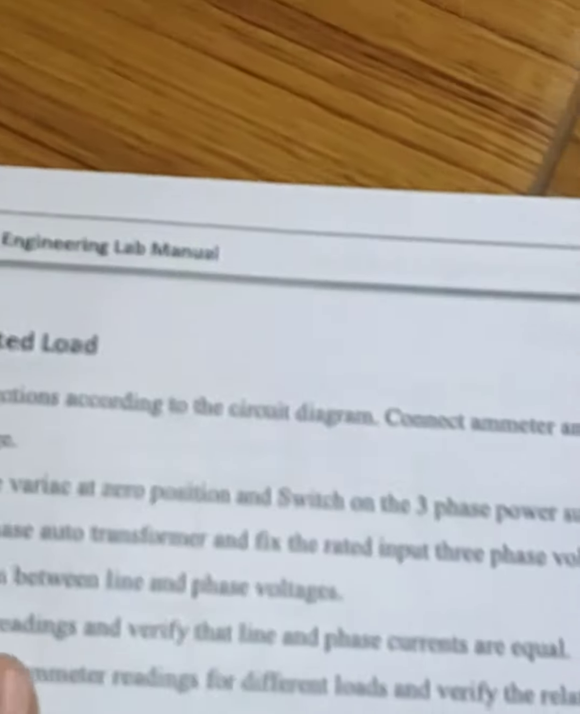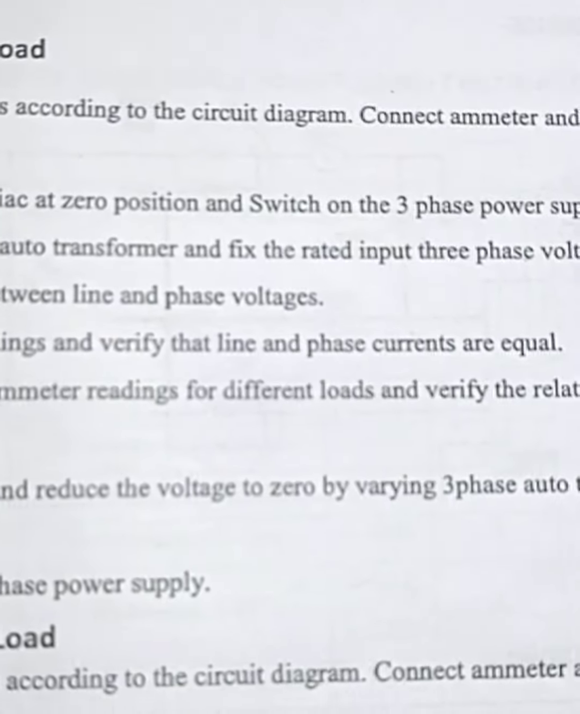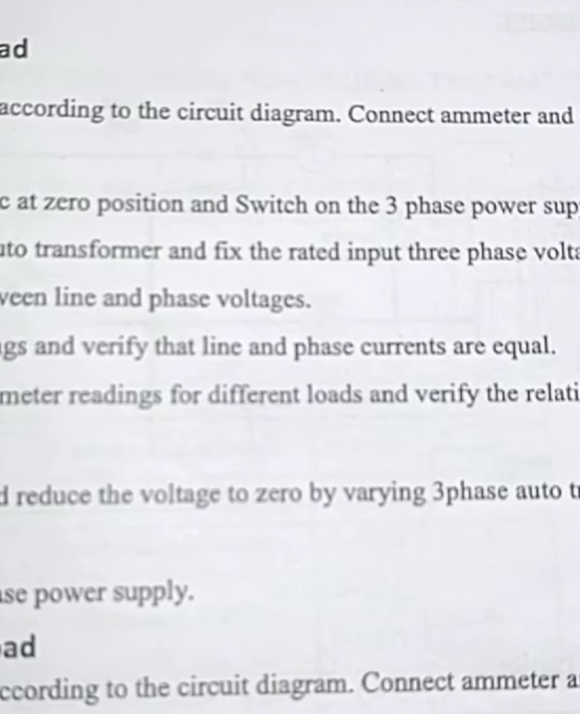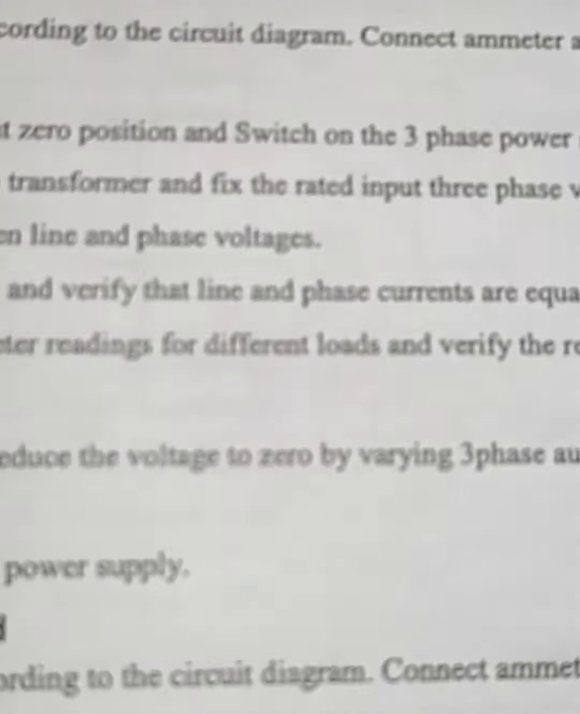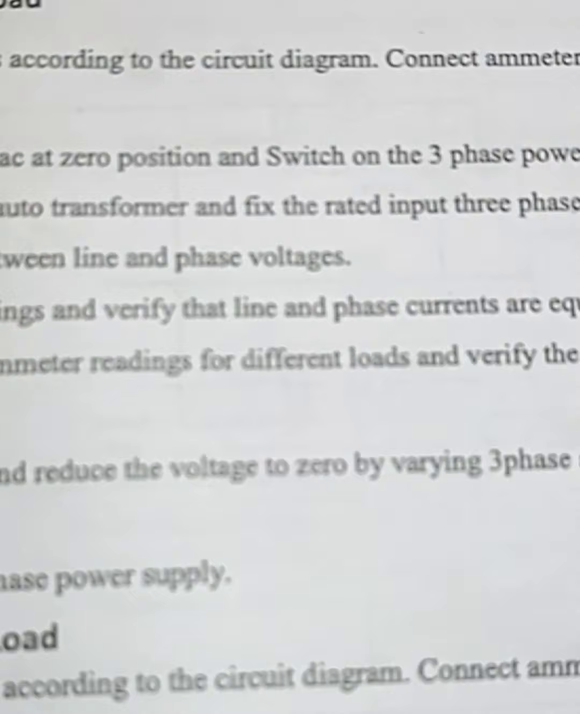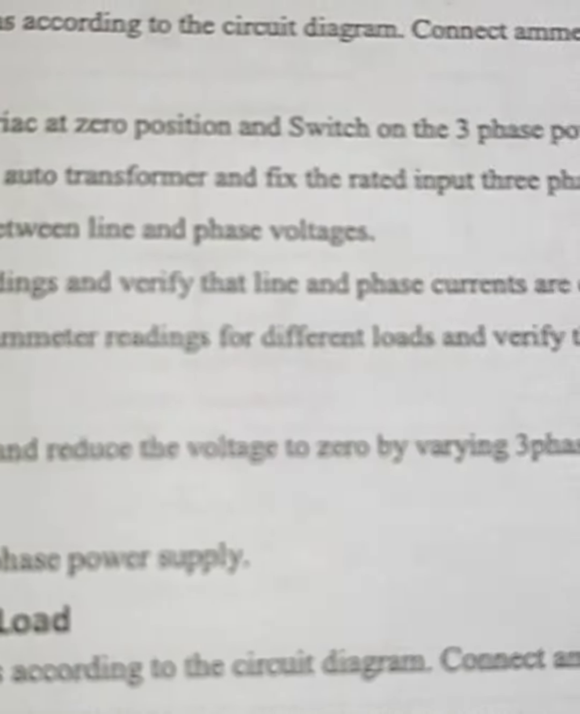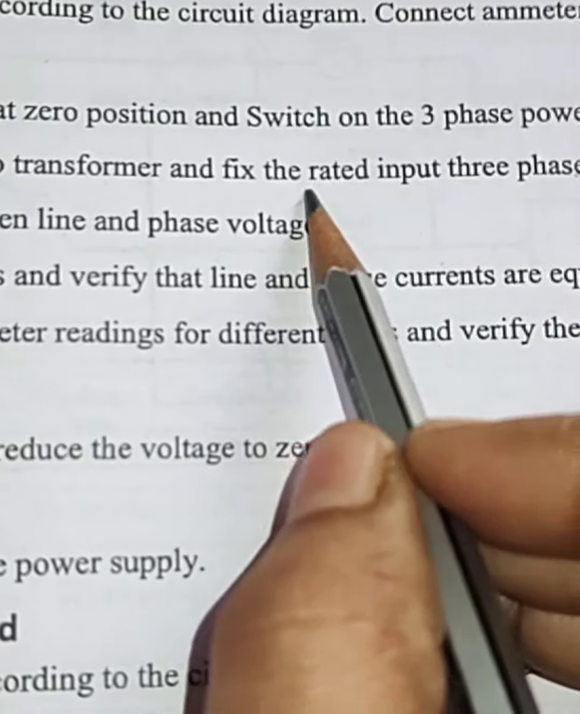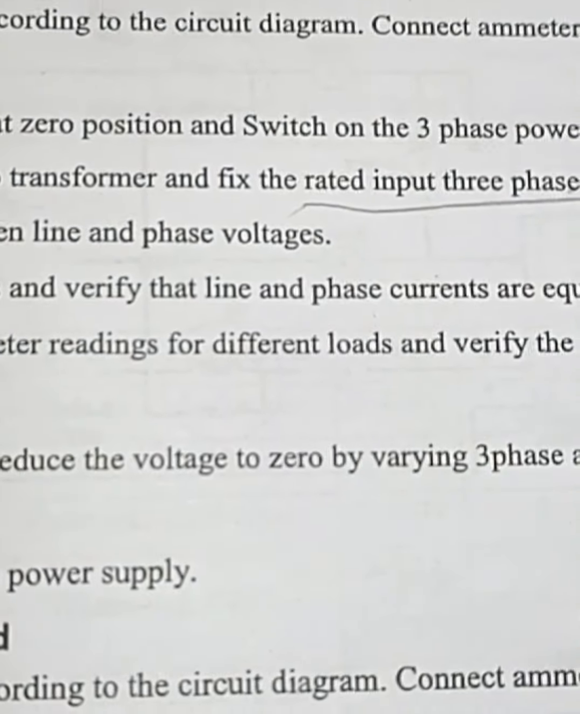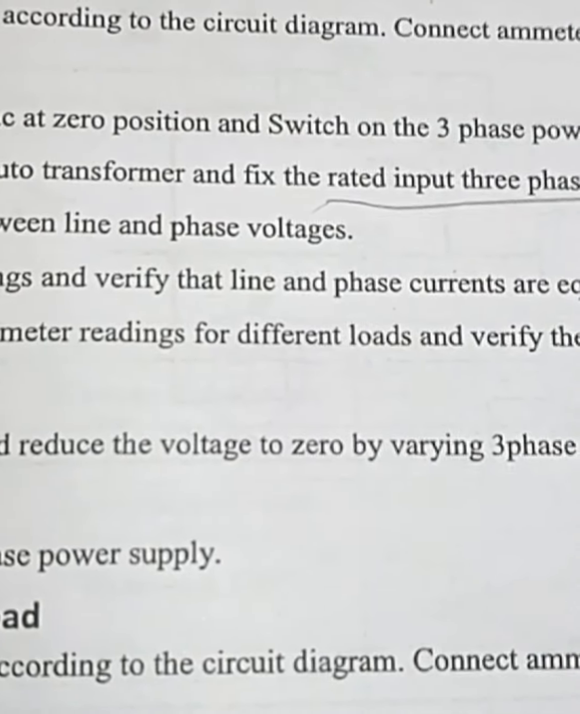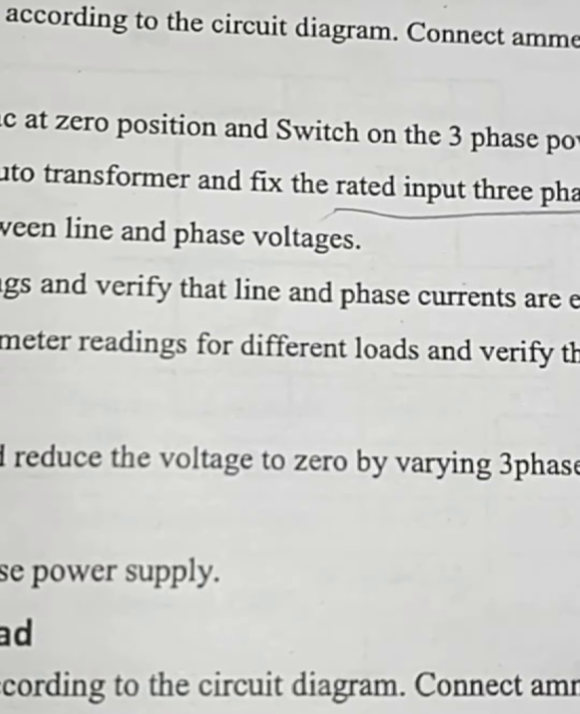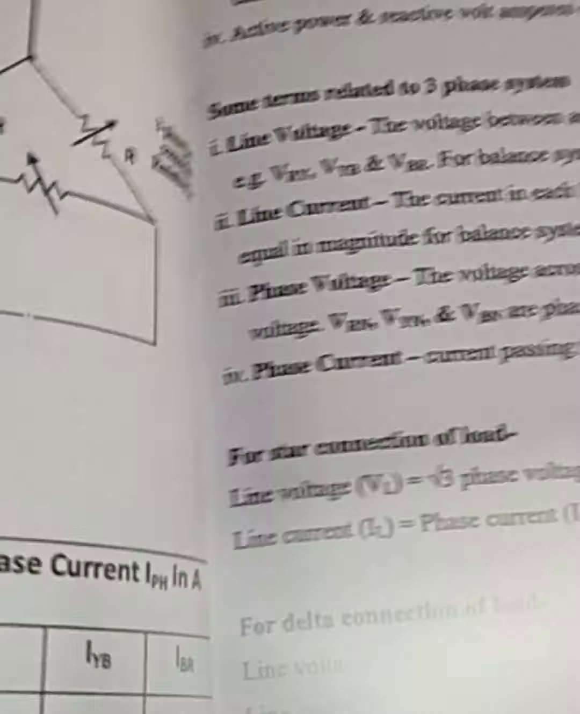Make the connections according to the circuit diagram, and connect the ammeter and voltmeter of the appropriate range. Next, keep the three-phase variac at 0 position and switch on the three-phase supply. Next vary the three-phase auto transformer and fix the rated input voltage at 415, or below 415. Next we will take the readings.